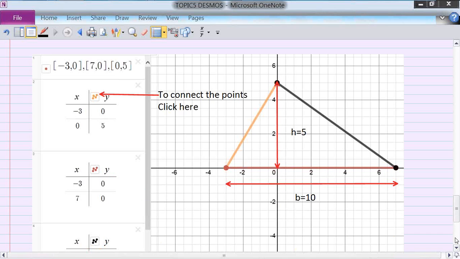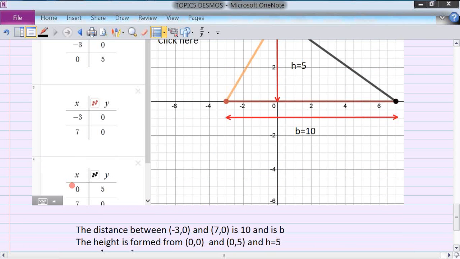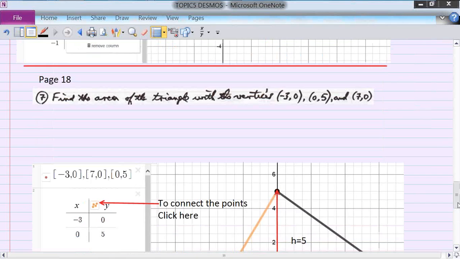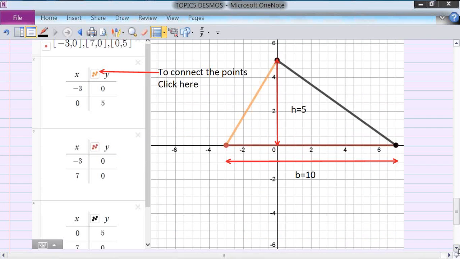And then I can connect this point to this one, which is done right here. 0, 5 and 7, 0. So 0, 5 is right here, and 7, 0, and I've connected. So that way I can show the triangle.